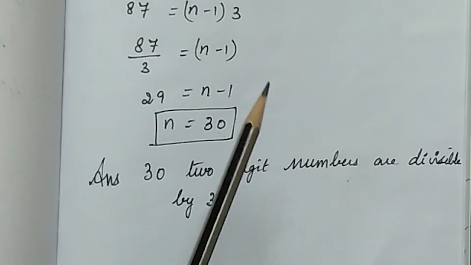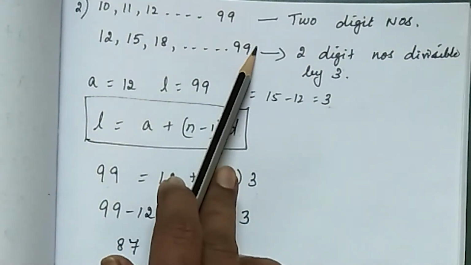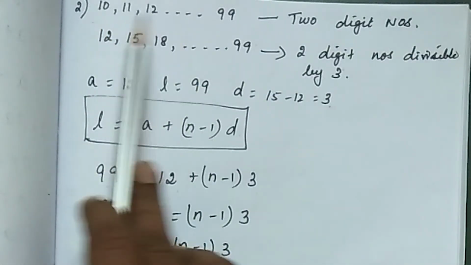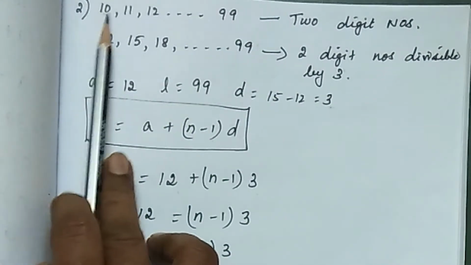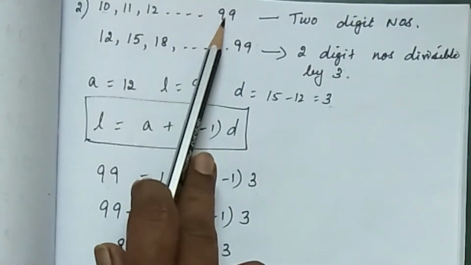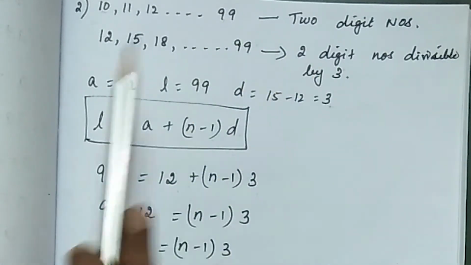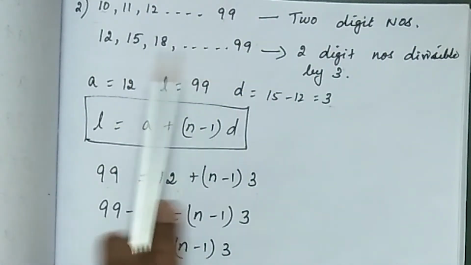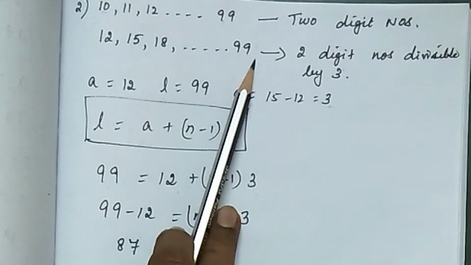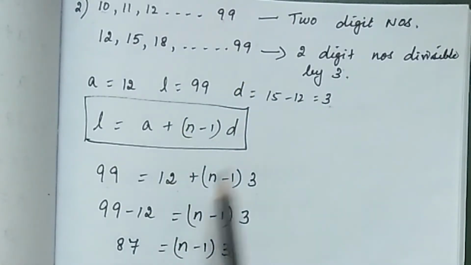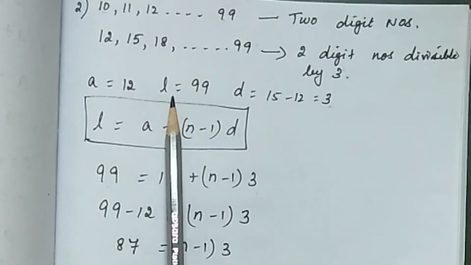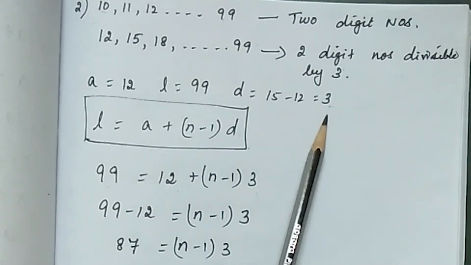Clear? Framing the AP is very important. What is given in the question? Two-digit numbers, so it starts from 10 and ends at 99. Next, you have to see these two-digit numbers should be divisible by 3. So take the multiples of 3: 12, 15, 18 up to 99. So a is equal to 12, the first term, last term 99, and then common difference 3.